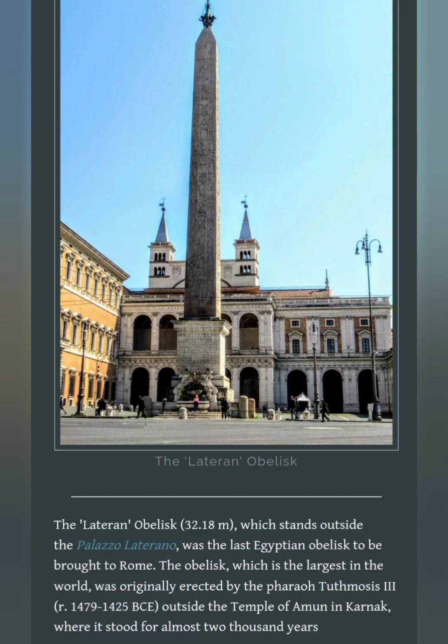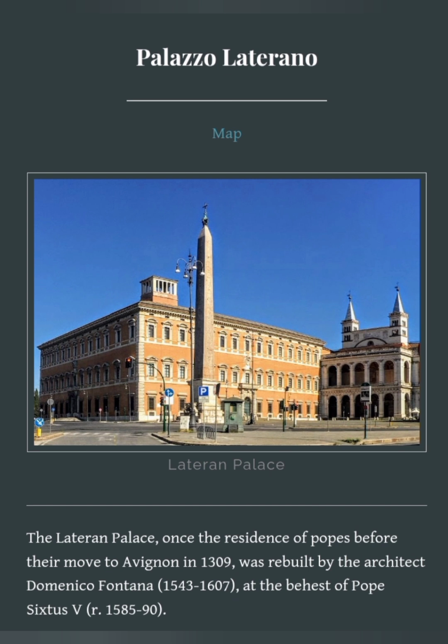The Lateran obelisk, which is outside of the Pope's house, is the last Egyptian obelisk to be brought to Rome, and it is the largest in the world. It was originally built by Thutmose III, and they have this right outside the Vatican where the Pope lives, and I thought that was rather interesting. And whether they know that this could possibly be connected to the time of Moses, I'm not sure. Maybe they do know. I'm not sure. But I thought that was just interesting.